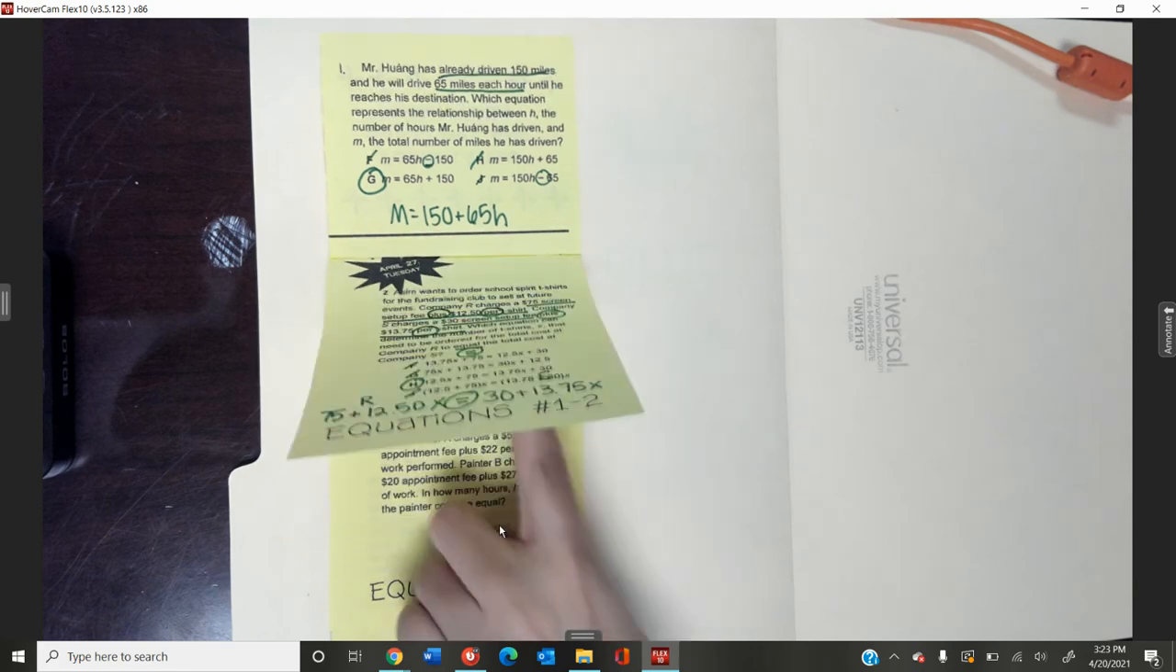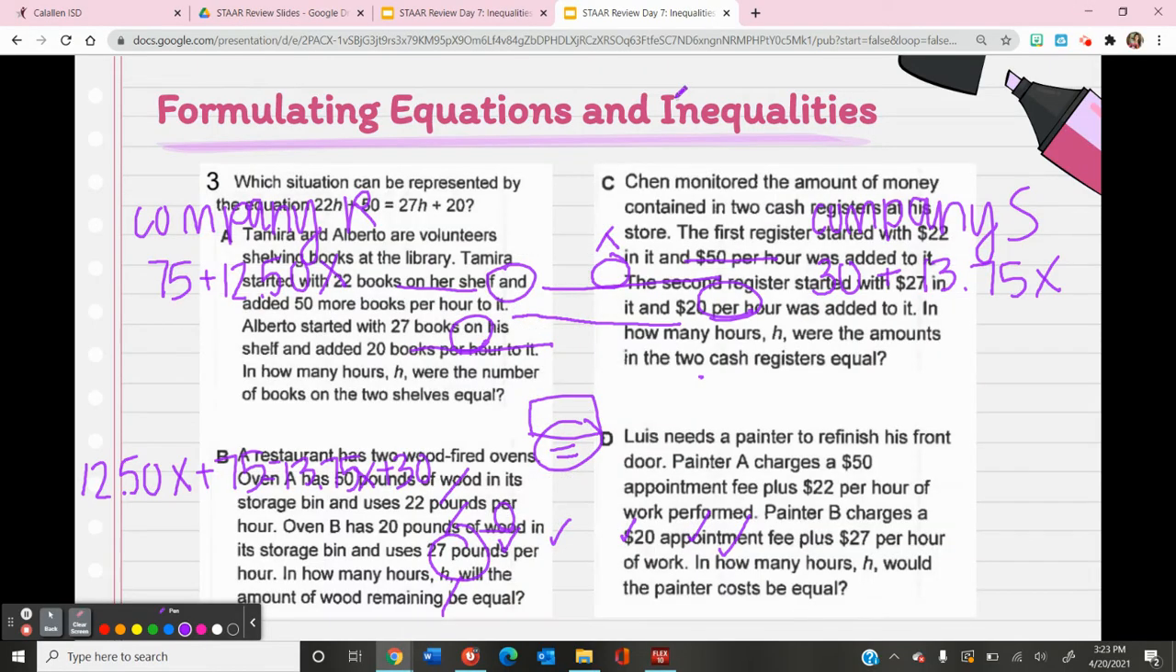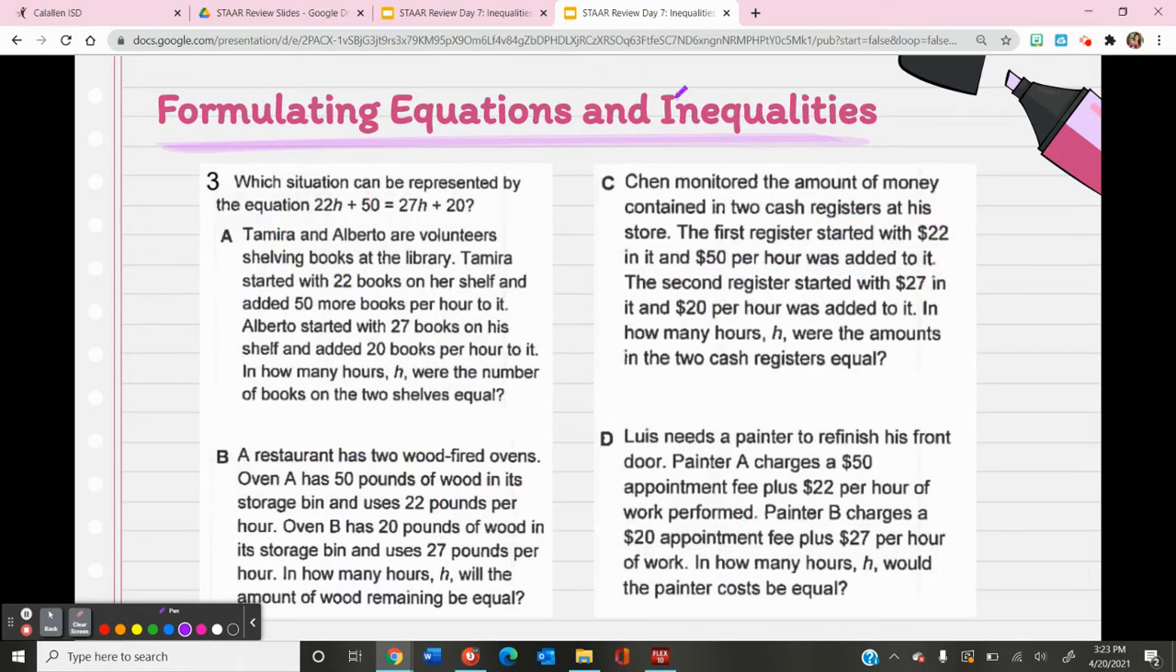Otherwise, we're going to go ahead and flip up our foldable, and we're going to look at number 3. So looking at number 3, it says which situation can be represented by the equation 22h plus 50 equals 27h plus 20. So A says Tamara and Alberto are volunteers shelving books at the library. Tamara started with 22 books on her shelf and added 50 more per hour to it. Albert started with 27 books on his shelf and added 20 books per hour to it. And how many hours were the number of books on the shelves equal?